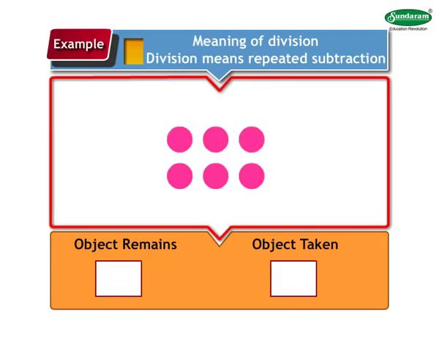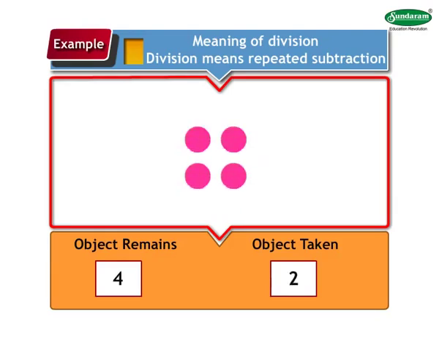Let's take away one more group of 2 objects for the third time. Thus, we are left with 4 objects now. This means 2 groups of 2 objects are left.